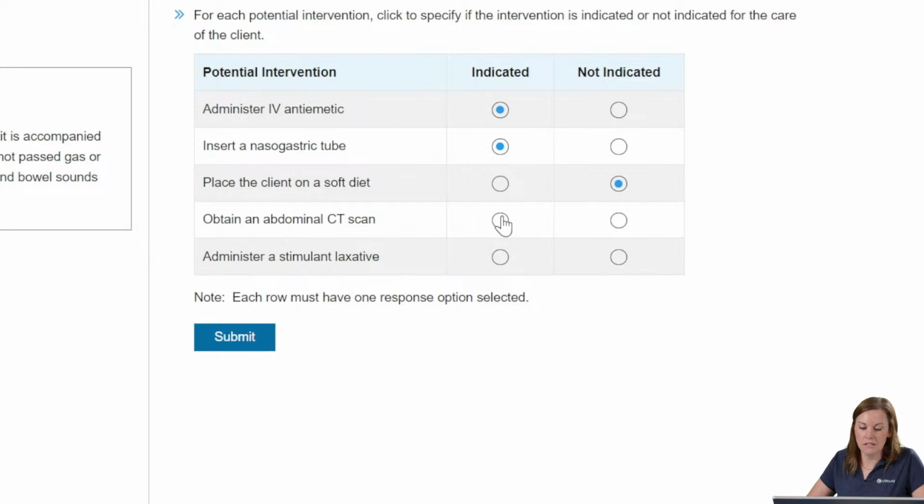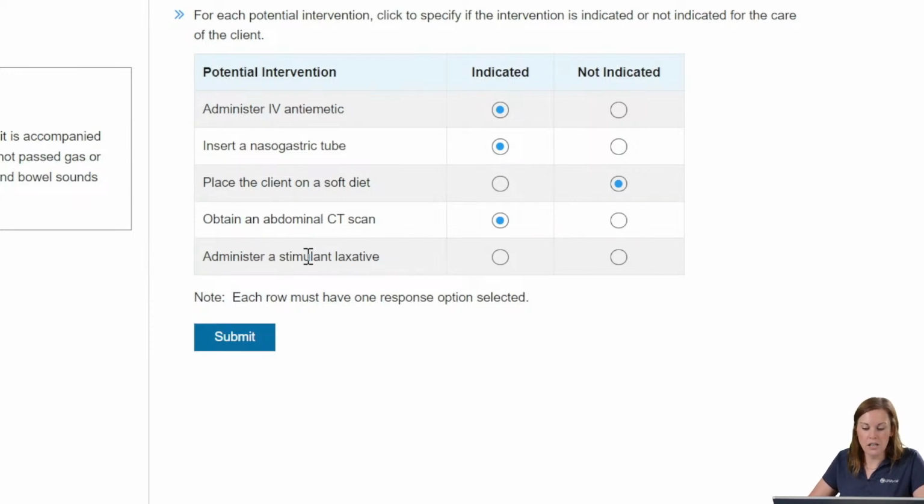Obtain an abdominal CT scan. This is indicated, so this is going to be how we can visualize if there is an obstruction. So this is an appropriate intervention, an indicated intervention, something we would do for bowel obstruction.